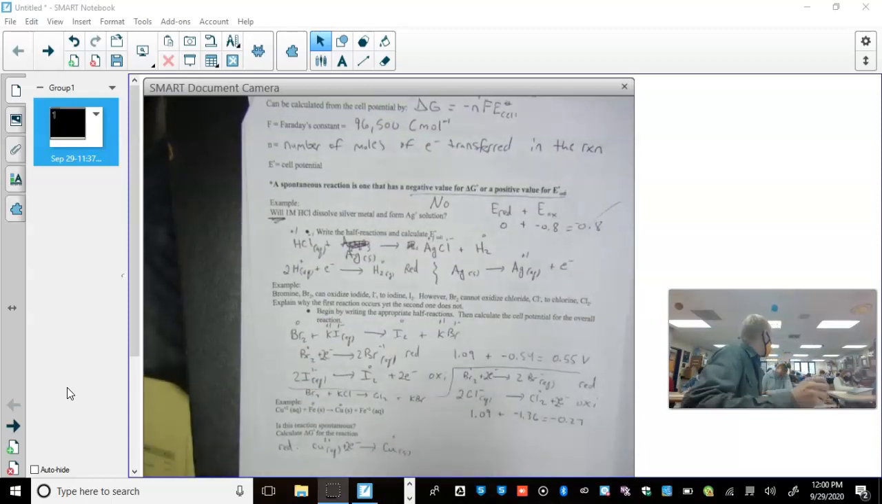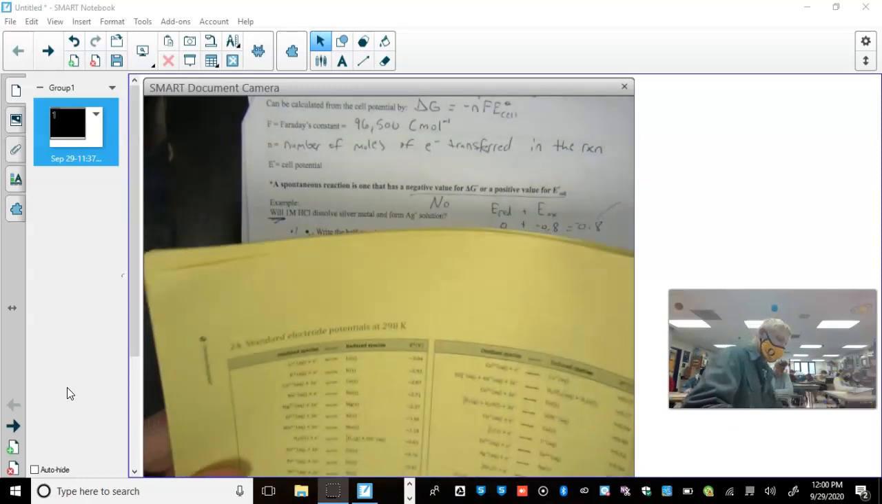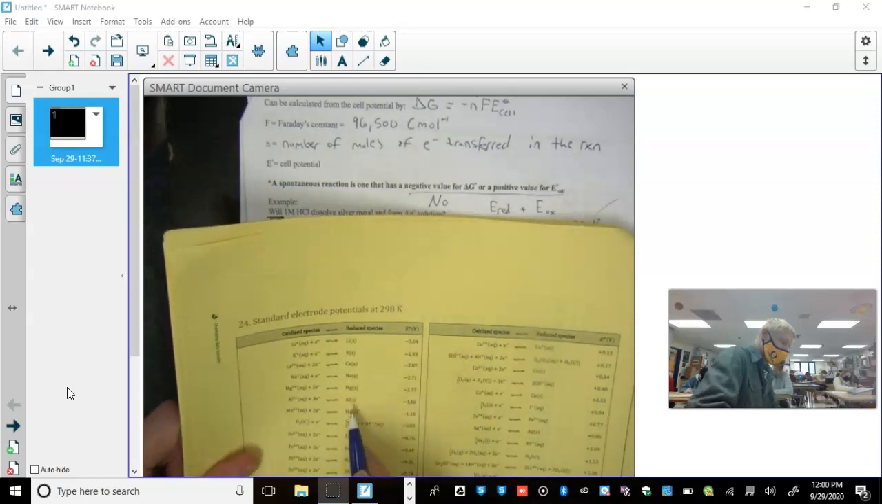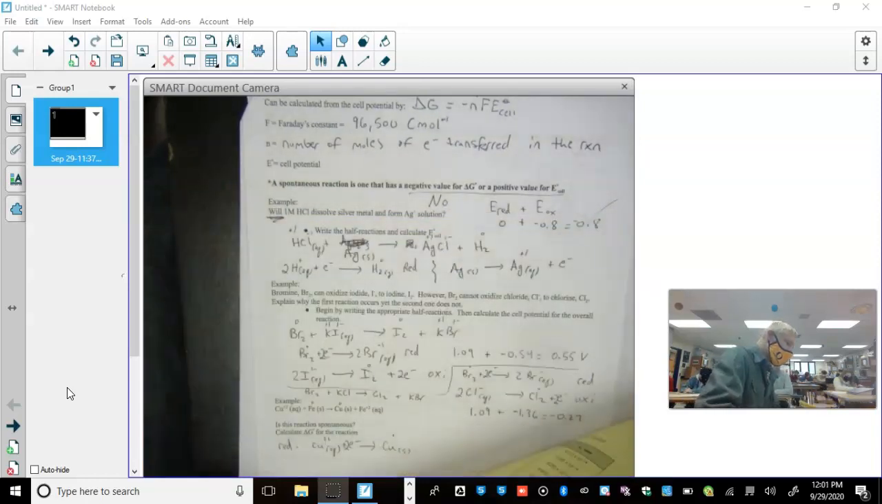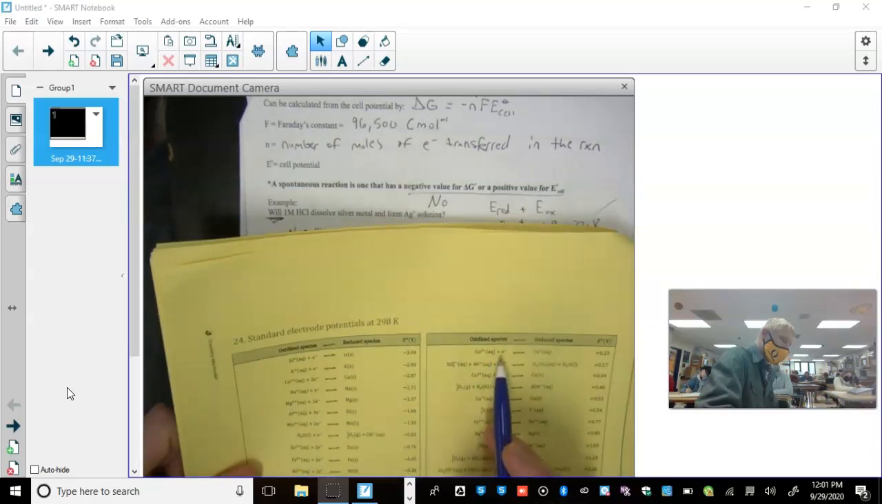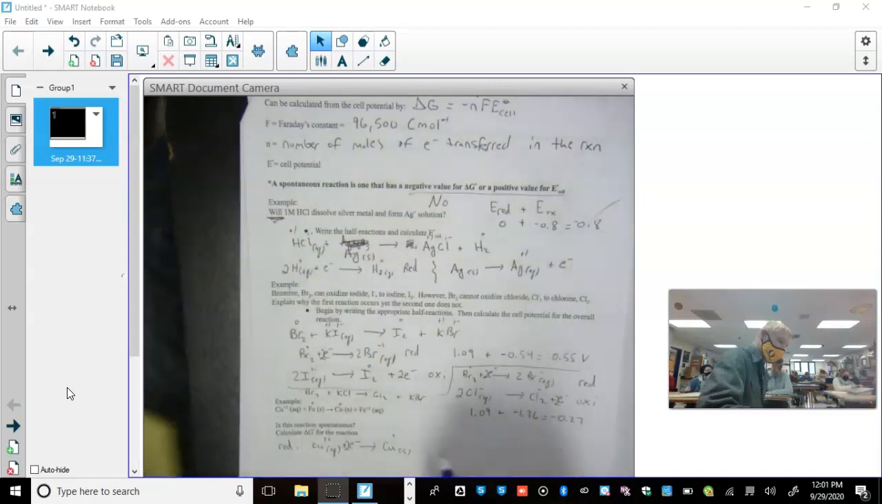So that 2 coefficient is going to be important. Let's just get the cell potential of copper. So we got copper. I don't see it. Here it is. And we're the one that's losing 2 electrons. There's 2 types of coppers. This one's losing 1. This one's losing 2. So it looks like 0.34 is our reduction.